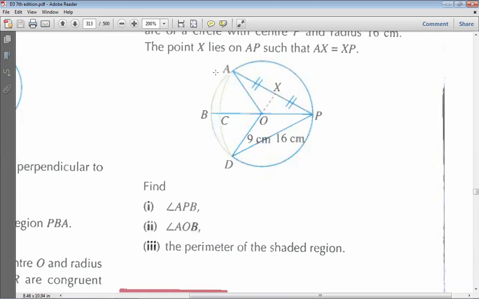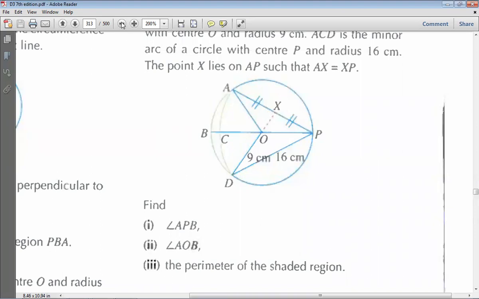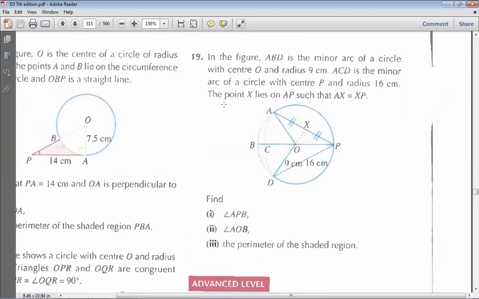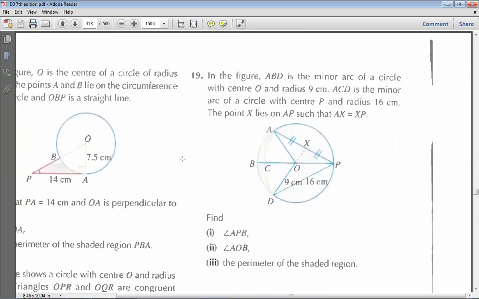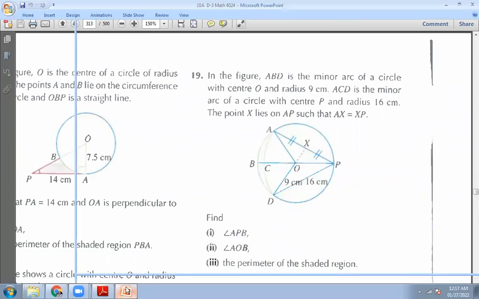So this shaded region is bounded by two arcs. This arc ABD, its center is O, radius is 9, and the angle at the center I know if I double this angle. ACB is also an arc of a sector, its center is at P, and its radius is 16 centimeters. So very easily I can tell all these three things. And let's go to the paper where I have solved it.